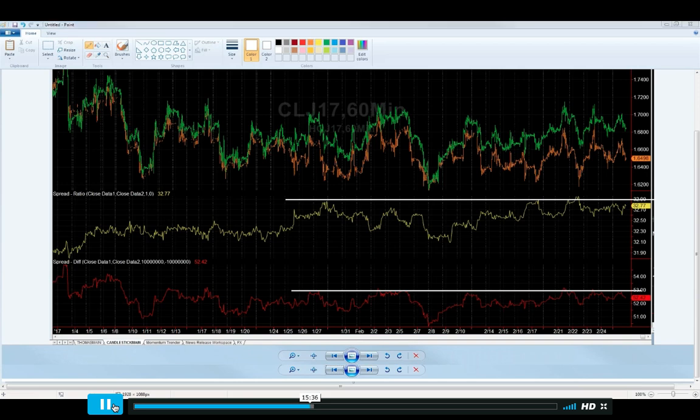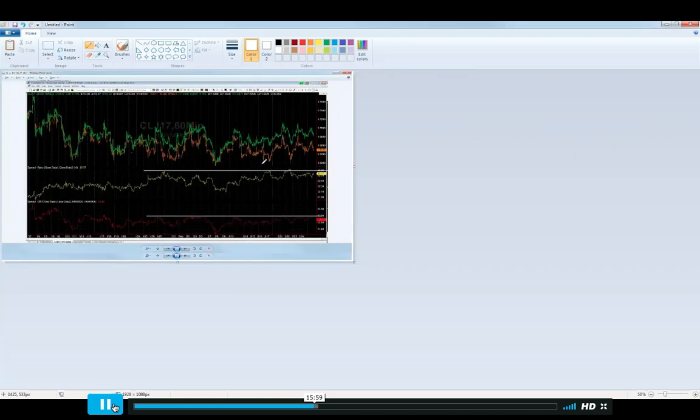Next opportunity. Crude oil versus heating oil. Well, this was a big loss too. And the rest of them are gains. I had 2 losers in a row here. Whoops.